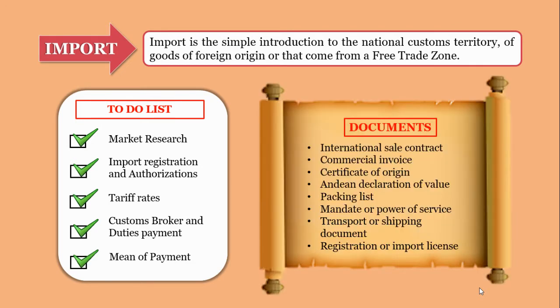of payment. Then we need some documents: international sales contract, commercial invoice, certificate of origin, and the declaration of value, packing list, mandate of or power of service, transport or shipping document, and registration or import license.